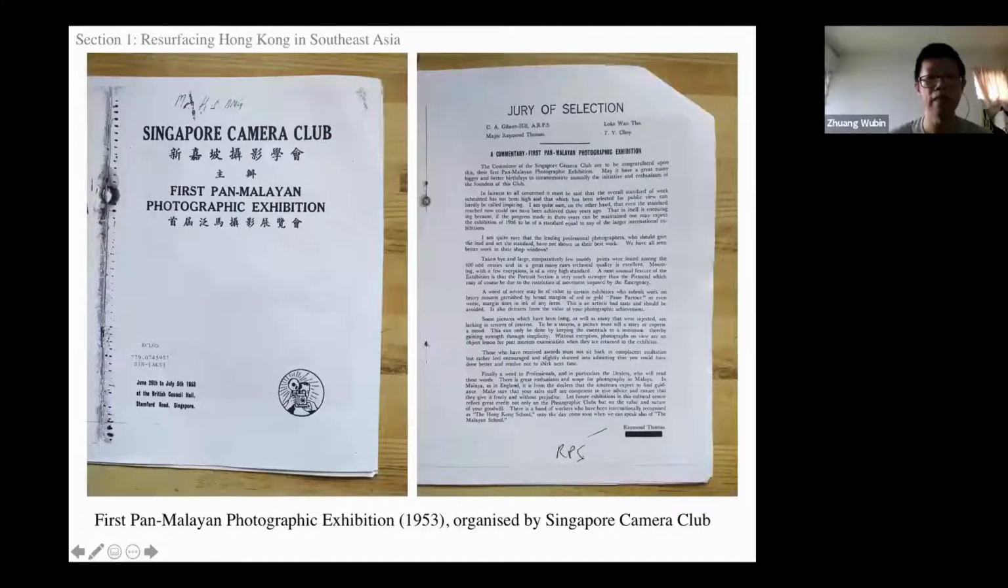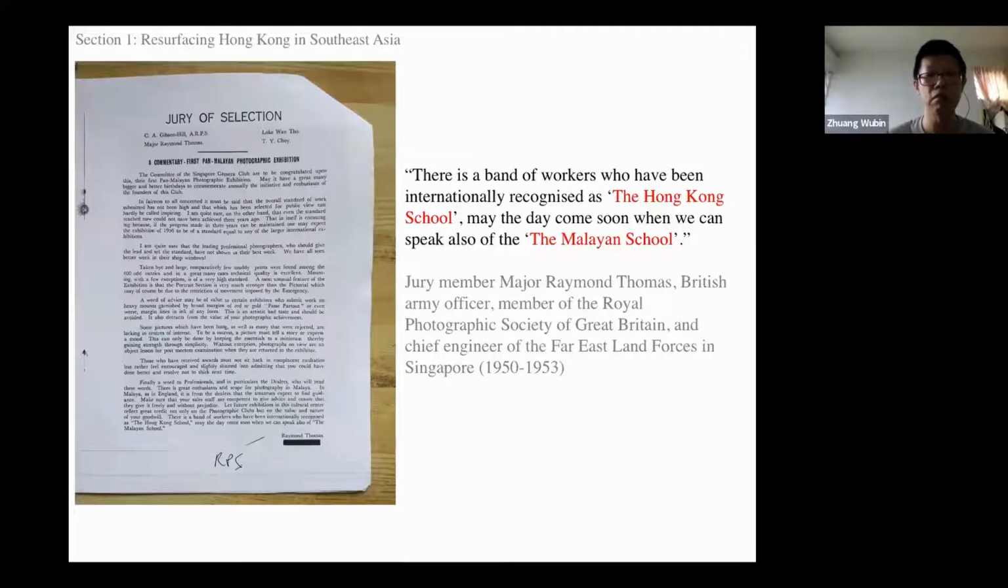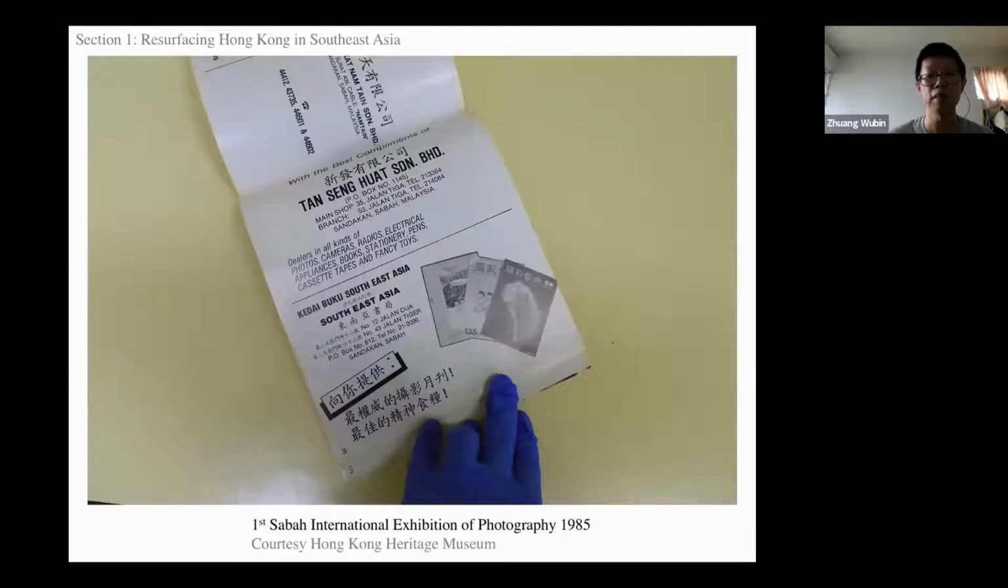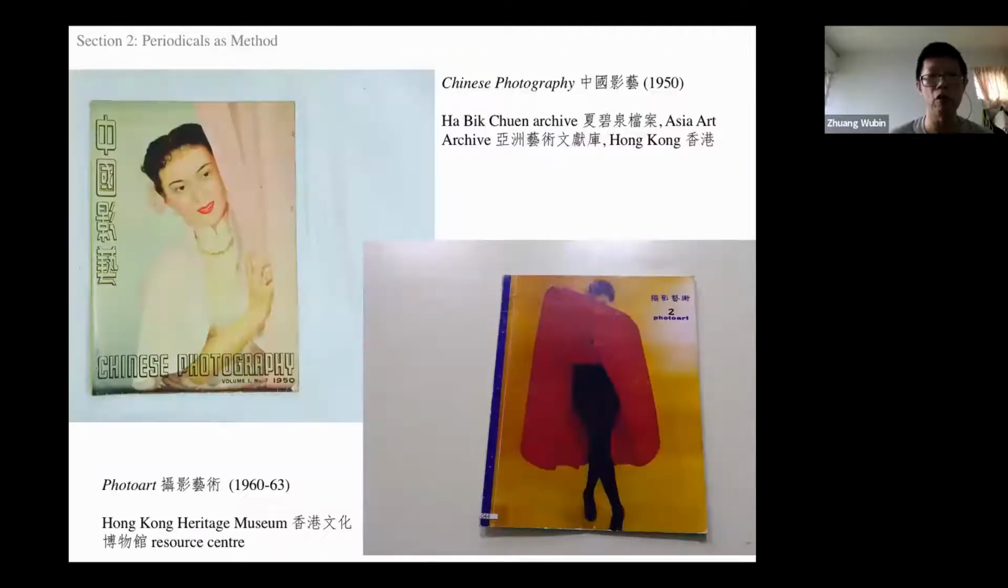Also in, let's say, the first Pan-Malayan photography exhibition organized by the Singapore Camera Club, in the report of one of the jury members, again, Hong Kong was raised as a kind of reference point for the Malayan photographers. And also looking at exhibition catalogs, and looking at advertisements. So obviously this is from Sabah. You see the specter of Hong Kong, publications coming from Hong Kong being sold in a city called Sandakan, which has an old connection with Hong Kong.